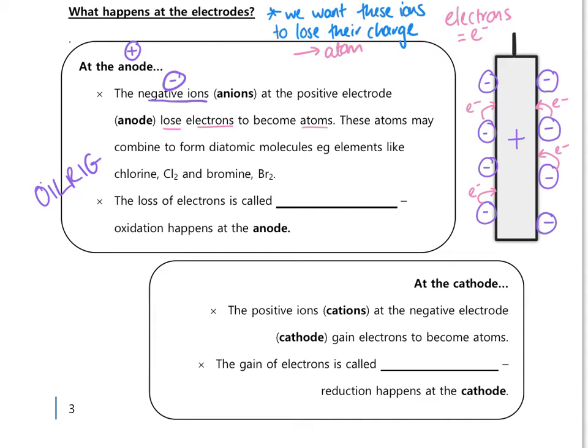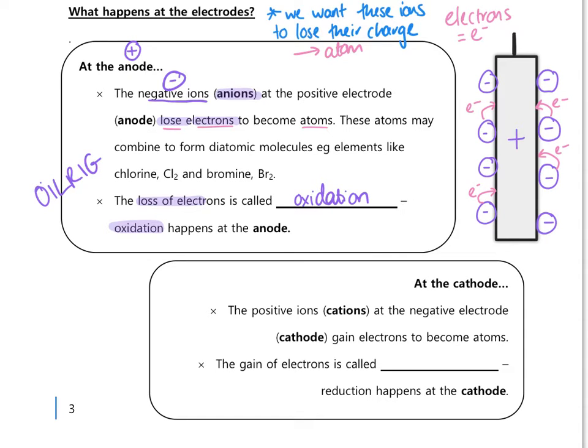Oxidation is loss, reduction is gain. So the loss of electrons is called oxidation. And so at the anode we can say that oxidation takes place. The key thing here is that at the anode, the anions are attracted to it. They lose electrons to become atoms. Some of those atoms will combine to form diatomic molecules like chlorine and bromine and oxygen and so on. It's important to remember that oxidation happens at the anode simply because you've got the loss of electrons. So that's at the anode.